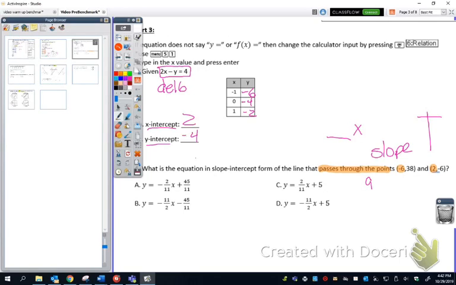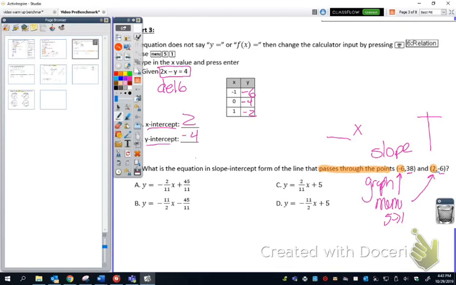Some of you may want to graph and then do menu 5-1. Now if you graph and you do menu 5-1, you're going to type in negative 6 and it should go with 38. And then you're going to type in 2 and it should go with negative 6. It has to go through both of them.